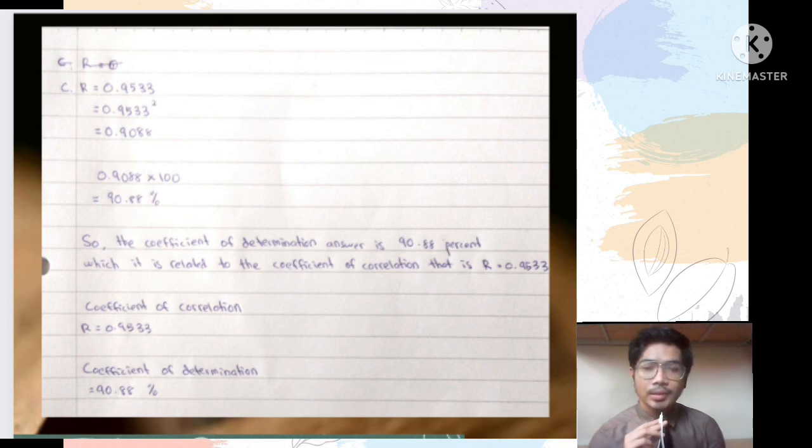So the coefficient of determination answer is 90.88%, which relates to the coefficient of correlation, that is R equals 0.9533. So the conclusion: the coefficient of correlation is equal to 0.9533 and the coefficient of determination is equal to 90.88%.